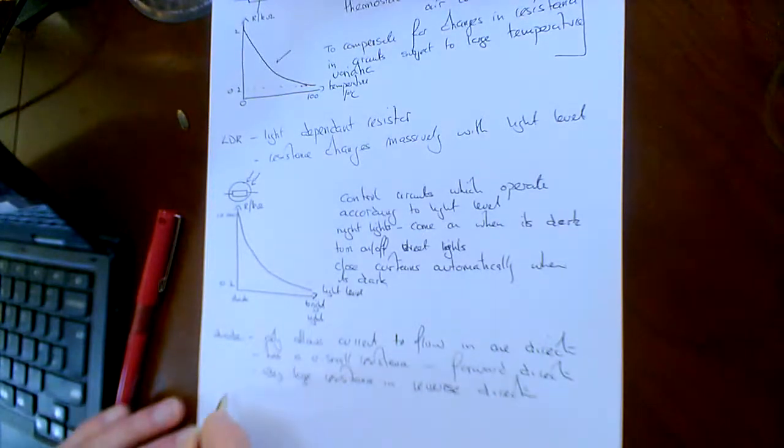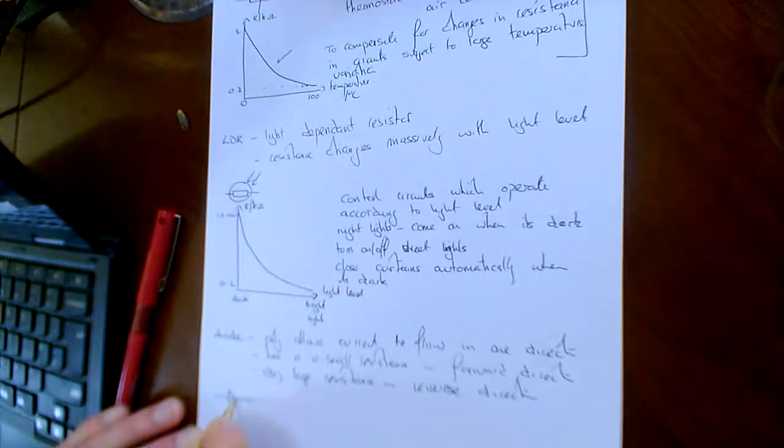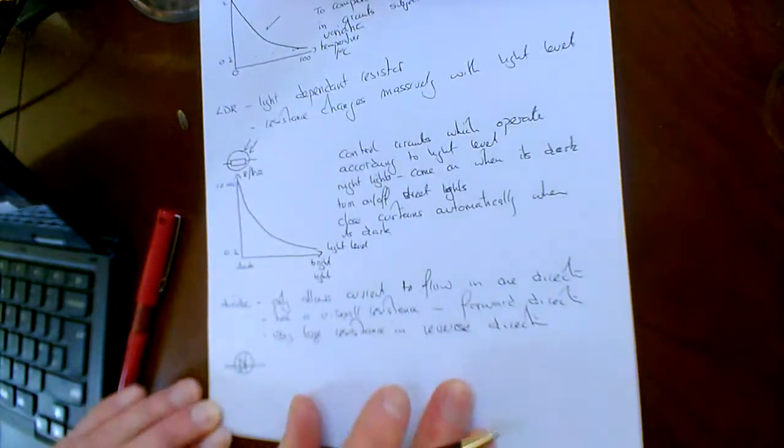Your symbol, you'll remember, is a triangle with a wire running through the middle, a bar on the apex of the triangle, and a circle around it. So the forward direction, this way, you have a very small resistance, so current is allowed to flow. In this direction, the reverse direction, you have a very large resistance, and so very little current flows, ideally none.